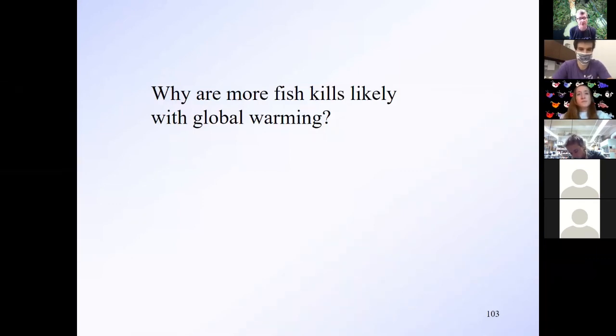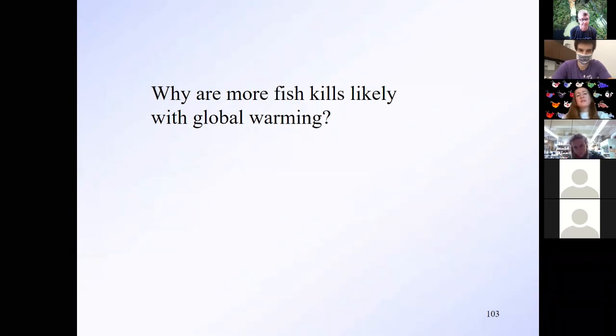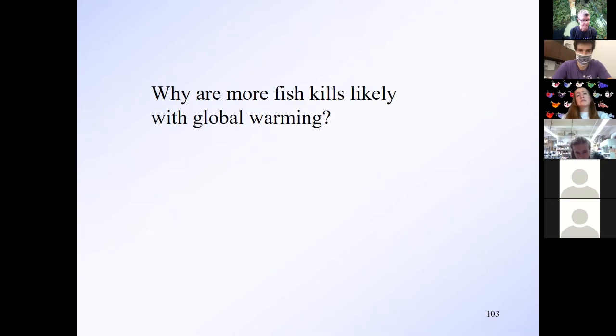Why are more fish kills likely with global warming? Right. Let's think about it with a little bit more detail. What's happening to the metabolic rate of the fish with warmer temperatures? Okay, so we've got the metabolic rates speeding up, right? So what's happened to their oxygen demand when it goes?